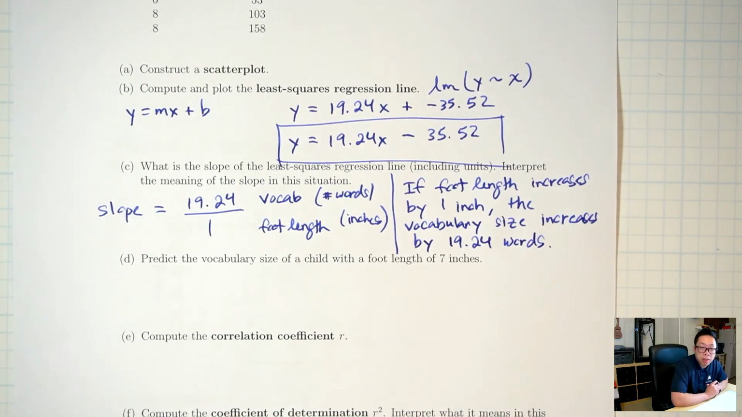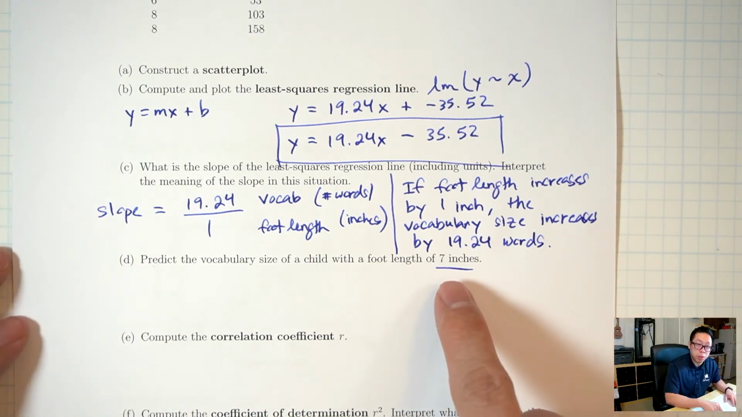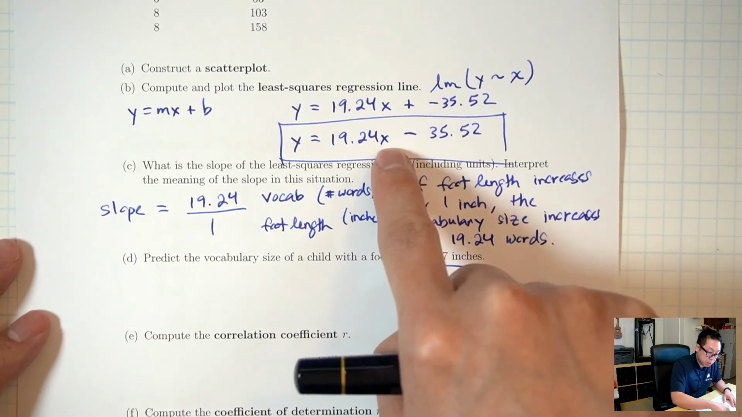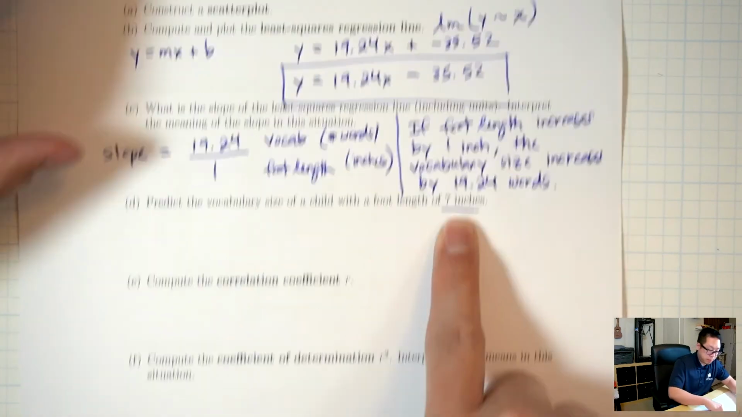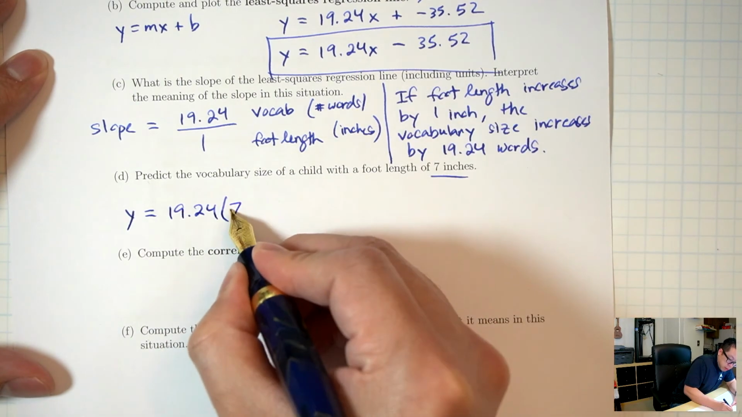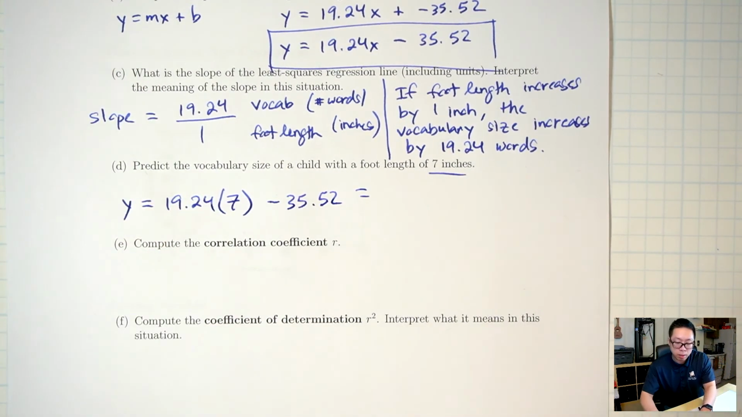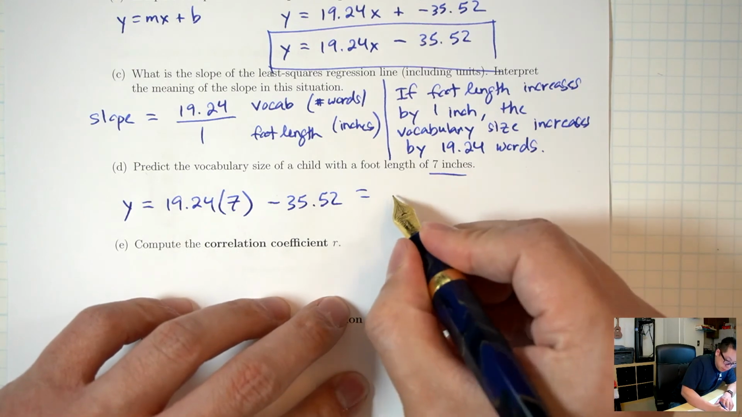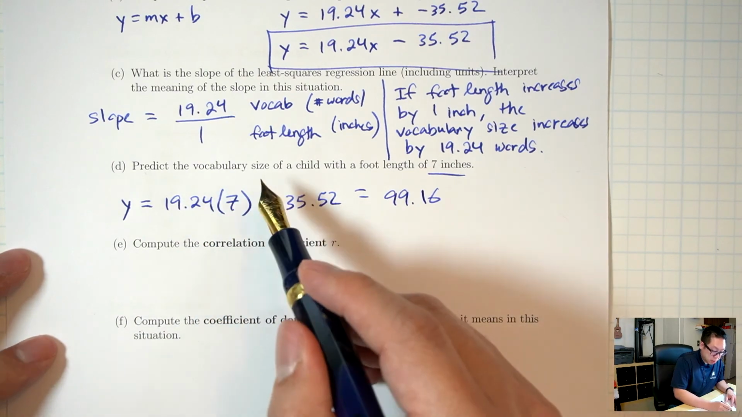Part D. Predict the vocabulary size of a child with a foot length of 7 inches. This is just asking you to take the 7 and plug it into the equation that you found in Part B. Where does it go? Does it go in for x or does it go in for y? This is a foot length. Foot length is x, so we're going to plug it in for x. 19.24, put the 7 in for x. That's 19.24 times 7 minus 35.52. 99.16. 99.16 what? This is supposed to be a vocabulary size, so words.